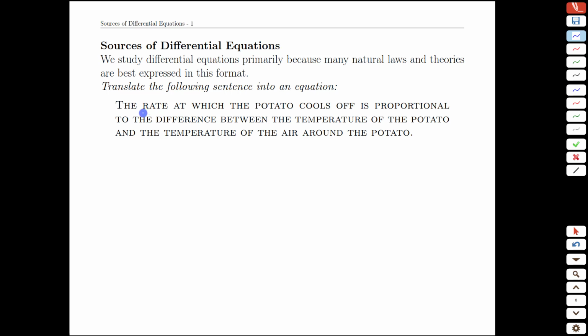Here's an example about heating and cooling. The rate at which a potato cools off is proportional to the difference between the temperature of the potato and the air around the potato. This is a standard equation that's used in heating and cooling scenarios.